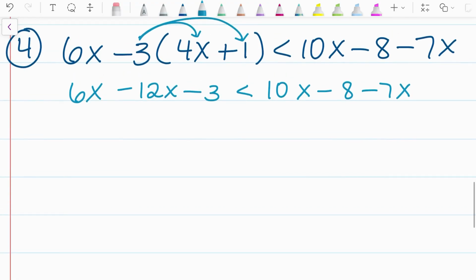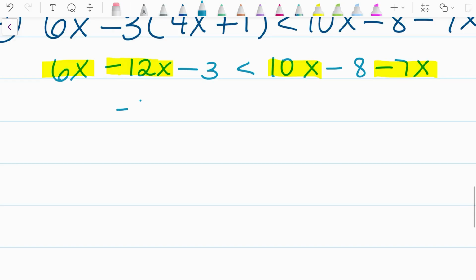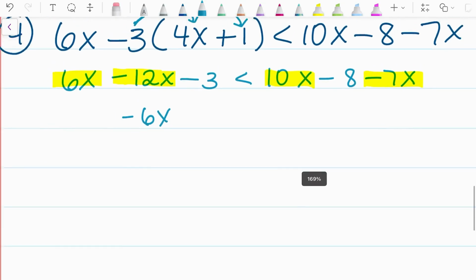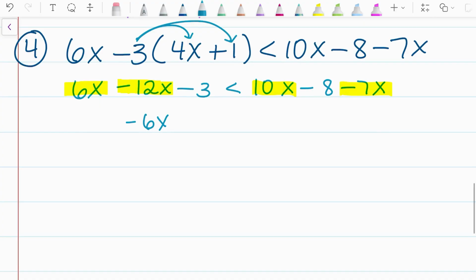I'm now going to combine like terms. I see that 6x and negative 12x are on the same side. They're like terms, they can be combined. Also, 10x and negative 7x are on the same side, and they are like terms, they can be combined. 6x take away 12x is negative 6x. Sorry about the zooming. Then I have minus 3, drop down my less than. 10x take away 7x is 3x, drop down my minus 8.